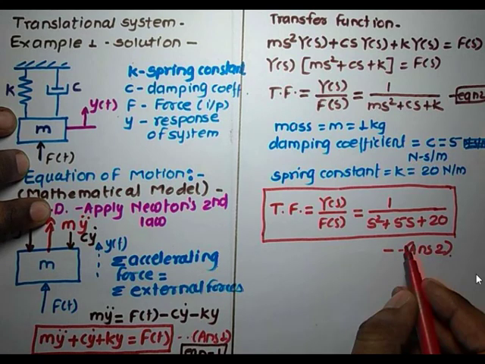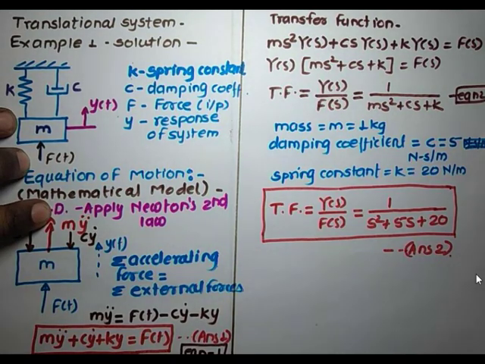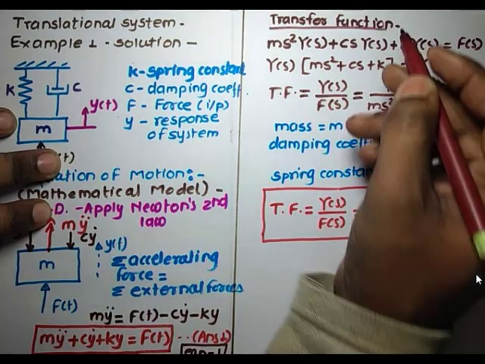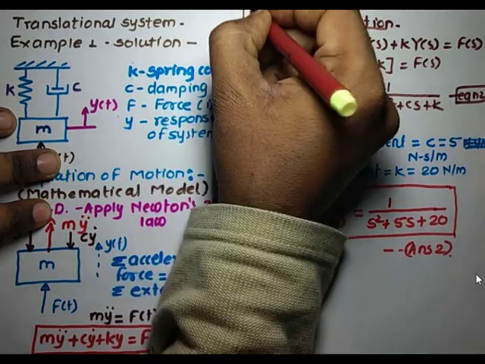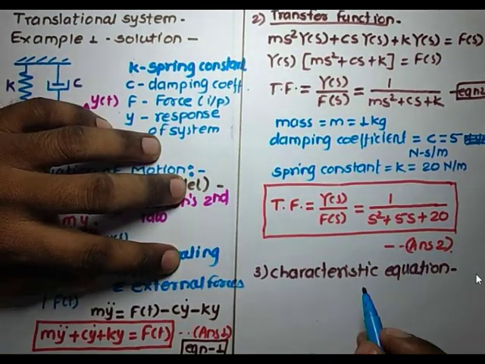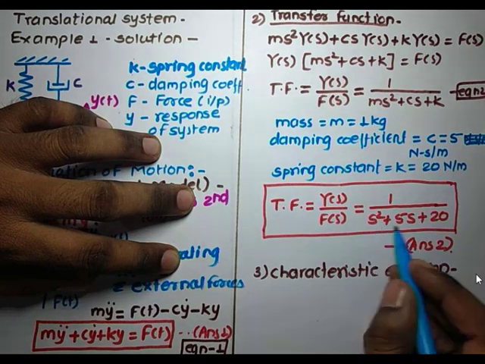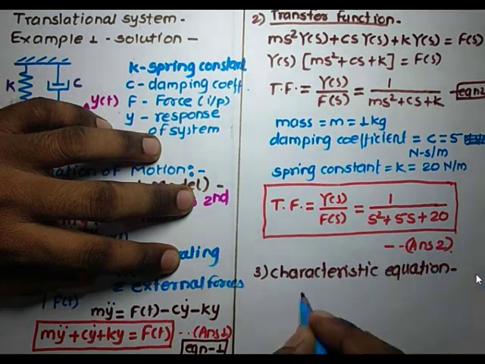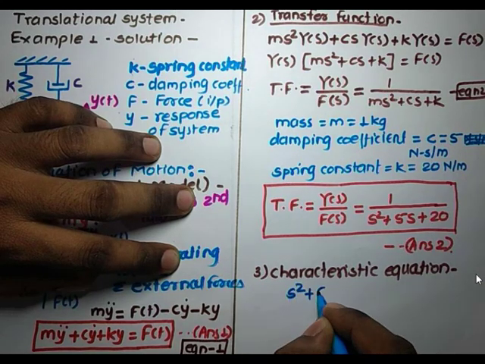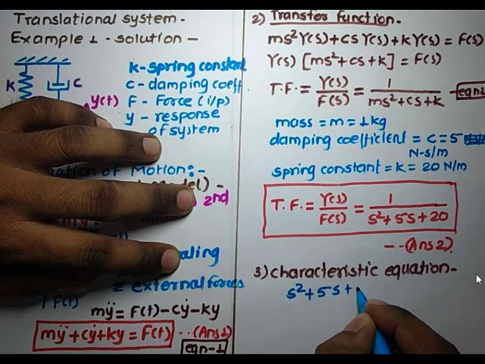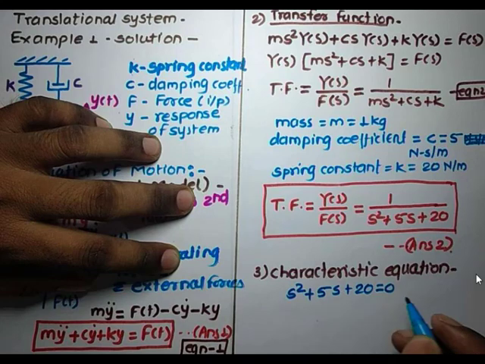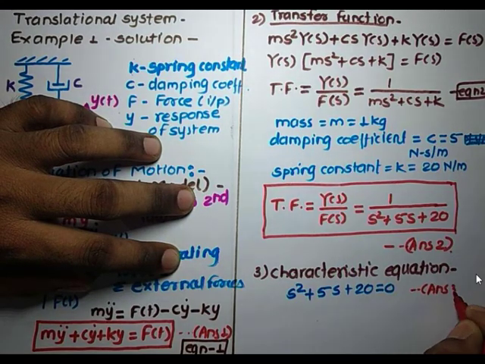Now once we are having the transfer function, then we are going to write the characteristic equation. So third is the characteristic equation. From the given transfer function, we can write the characteristic equation. Characteristic equation is nothing but the denominator polynomial, and that we are equating to 0. So the characteristic equation is s square plus 5s plus 20 is equal to 0. This is the characteristic equation, and that gives us answer 3.